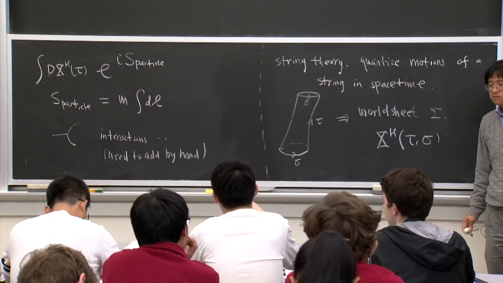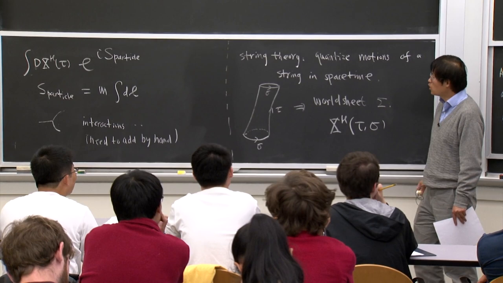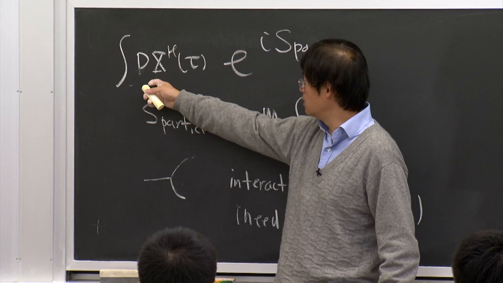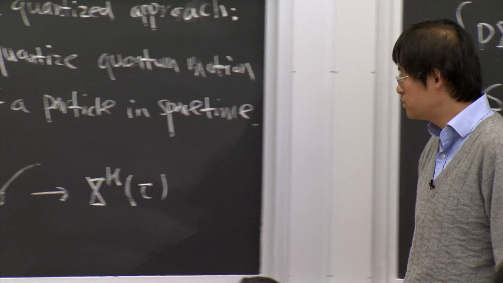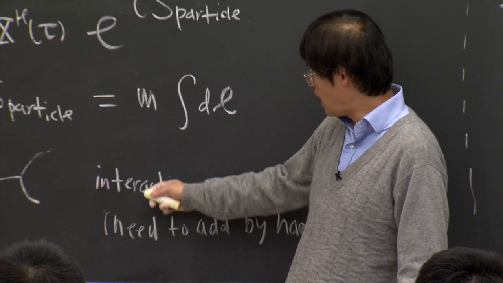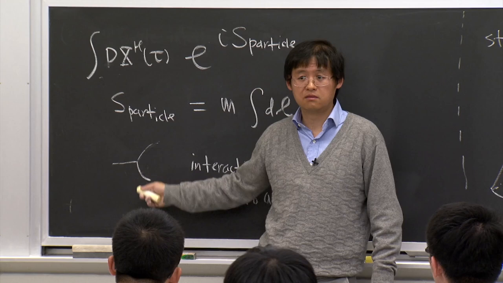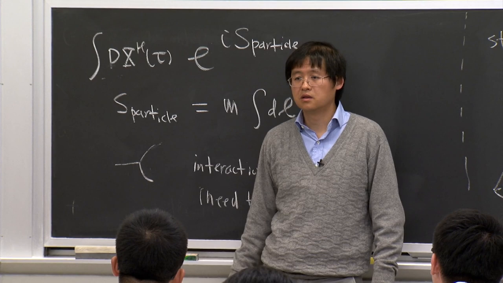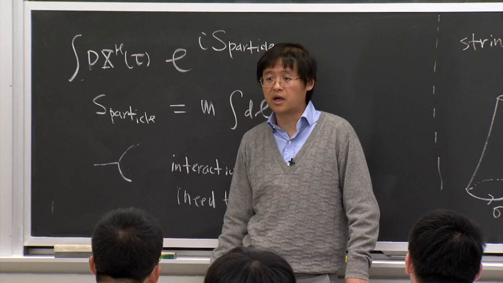Yes. How do you add interactions by hand in that part? Well, in the path integral, you integrate over all such kinds of paths, right? And then you have a prescription. You say what kind of paths to include. For example, if I have phi cube kind of interaction, then you say we should include this kind of path. But the case is it cannot be parameterized by tau, because it has a branch. Then there are technical complications in doing this, etc.